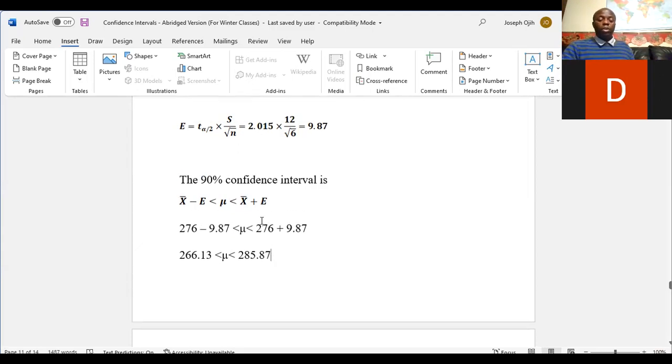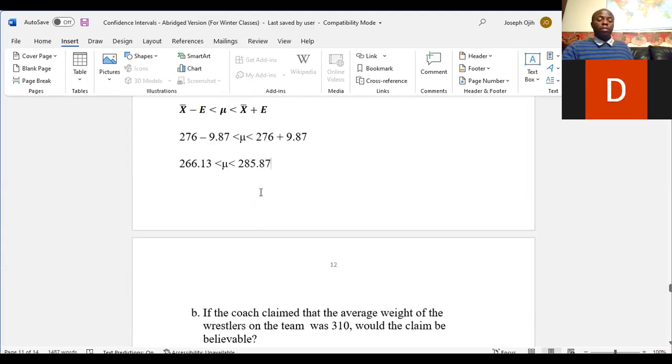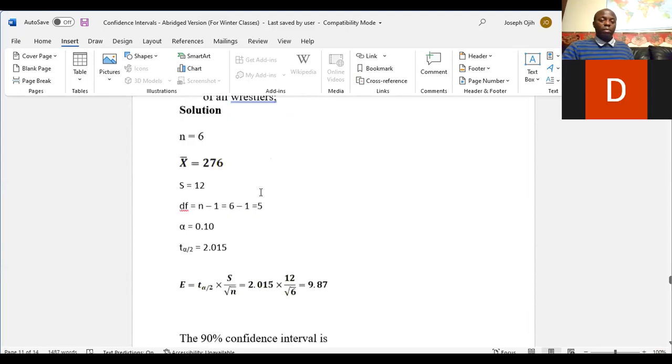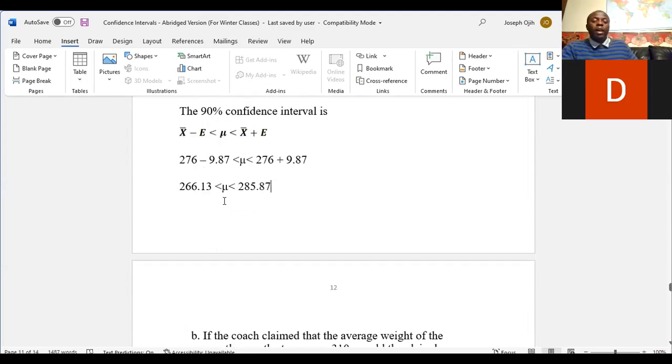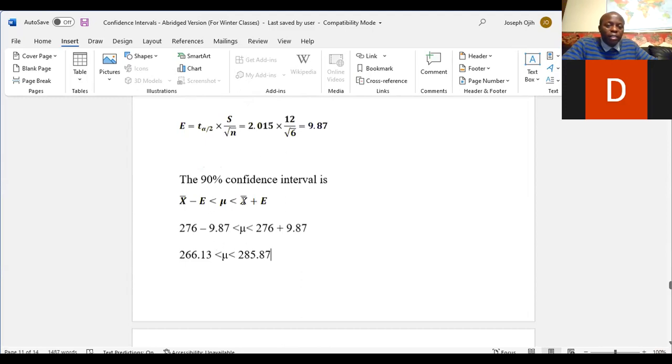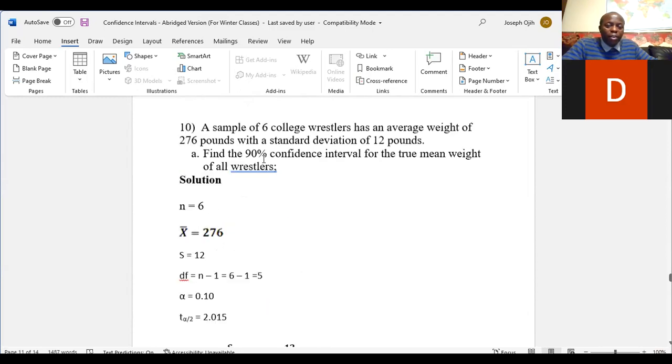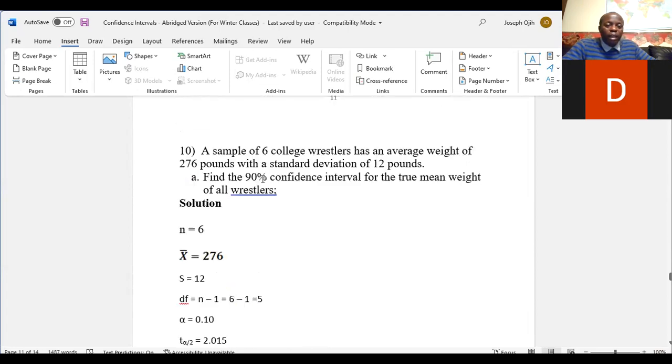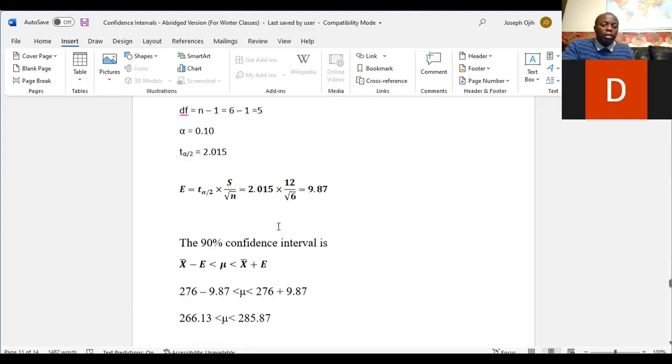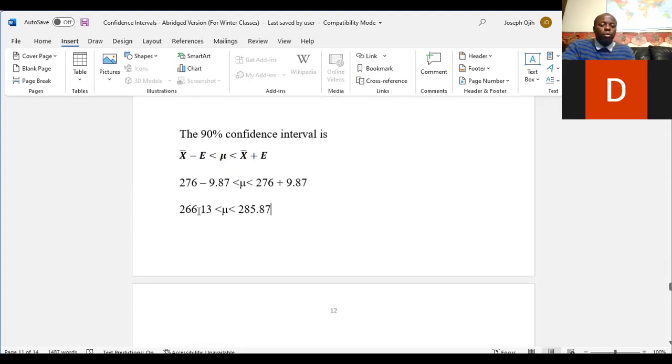The conclusion. Remember the conclusion. Now let's move it a little bit. Conclusion. So we are 95%, it's 90, I think. So you're 90% confident that the average weight of wrestlers is between 266.13 pounds to 285.87 pounds.